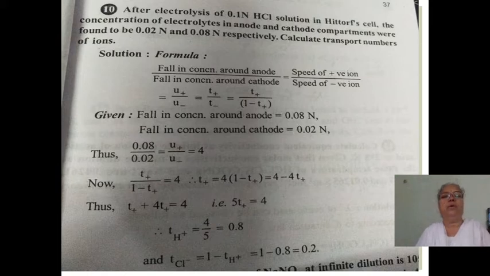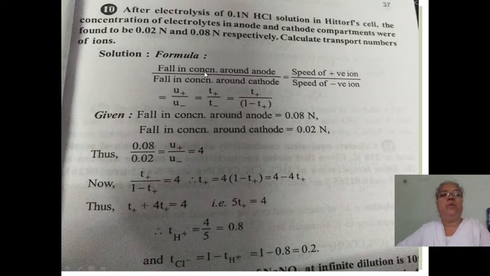After the electrolysis of 0.1 normal HCl solution in a Hittorf cell, the concentrations of electrolyte in the anode and cathode compartments were found to be 0.02 normal and 0.08 normal respectively. Calculate the transport numbers of the ions, that means the transport number of H+ and Cl- ion, you have to calculate.